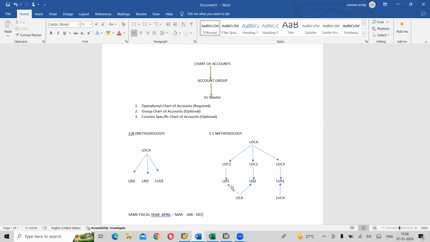Based on this, we can generate all consolidation reports where we are using different operational charts of accounts.